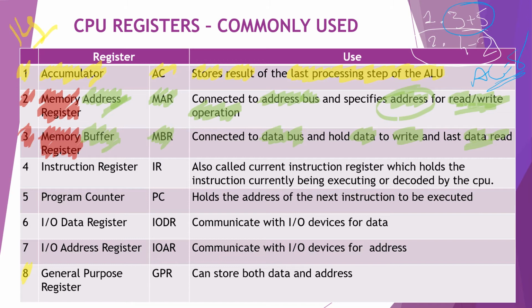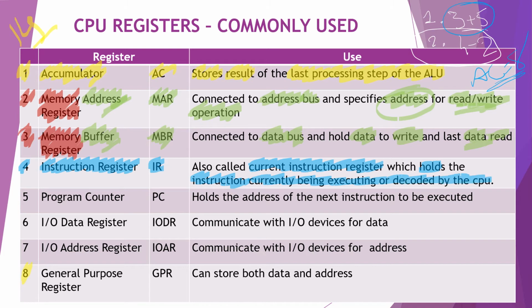Now next we have the instruction register. See the fourth one. This is the instruction register, and in short we call it IR. IR is also called the current instruction register, CIR. Sometimes we call it the current instruction register. The name itself suggests that it holds something. Of course, it's a register, so it is going to hold something. It holds what? The instruction. The instruction currently being executed or decoded by the CPU.